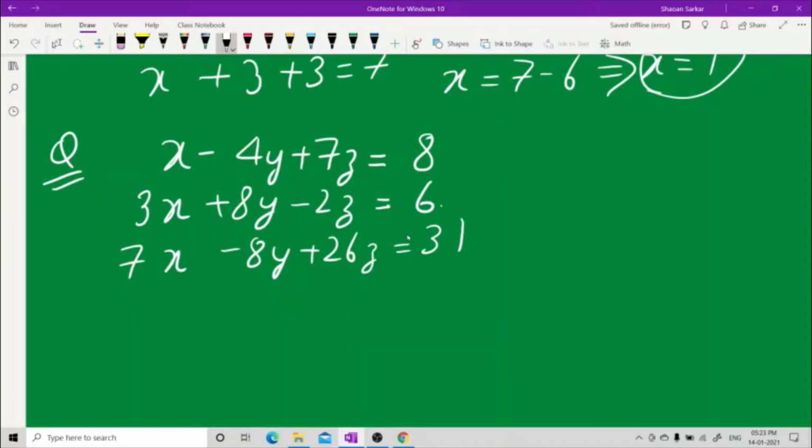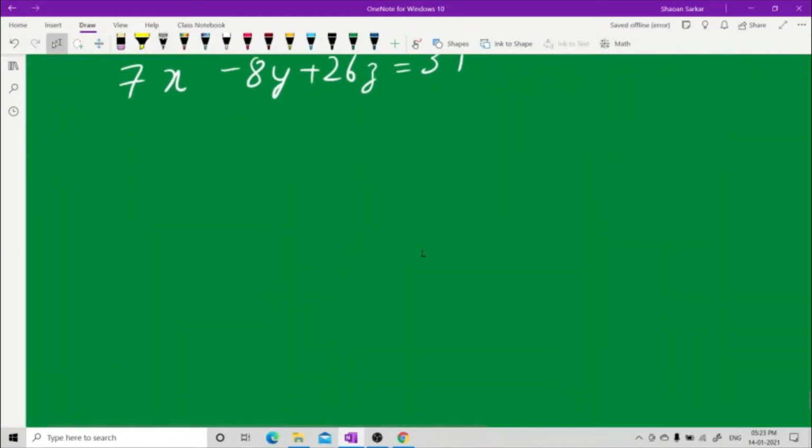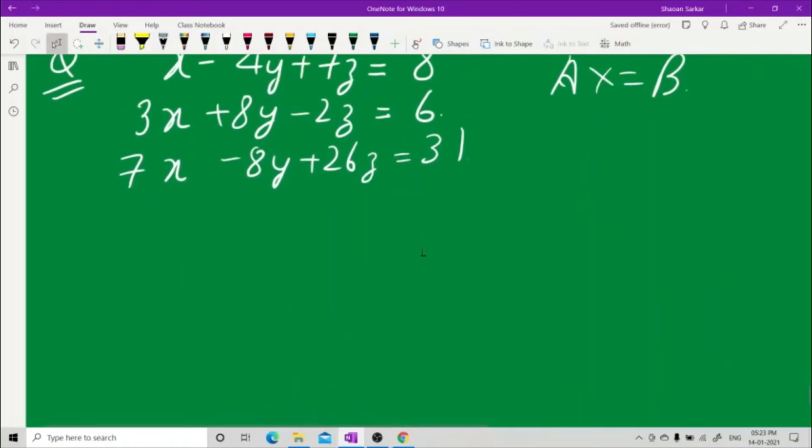Now see one thing. If I write it in the form AX equal to B, I will get this. Let me write it here. I will get 1, 3, 7, then minus 4, 8, minus 8.